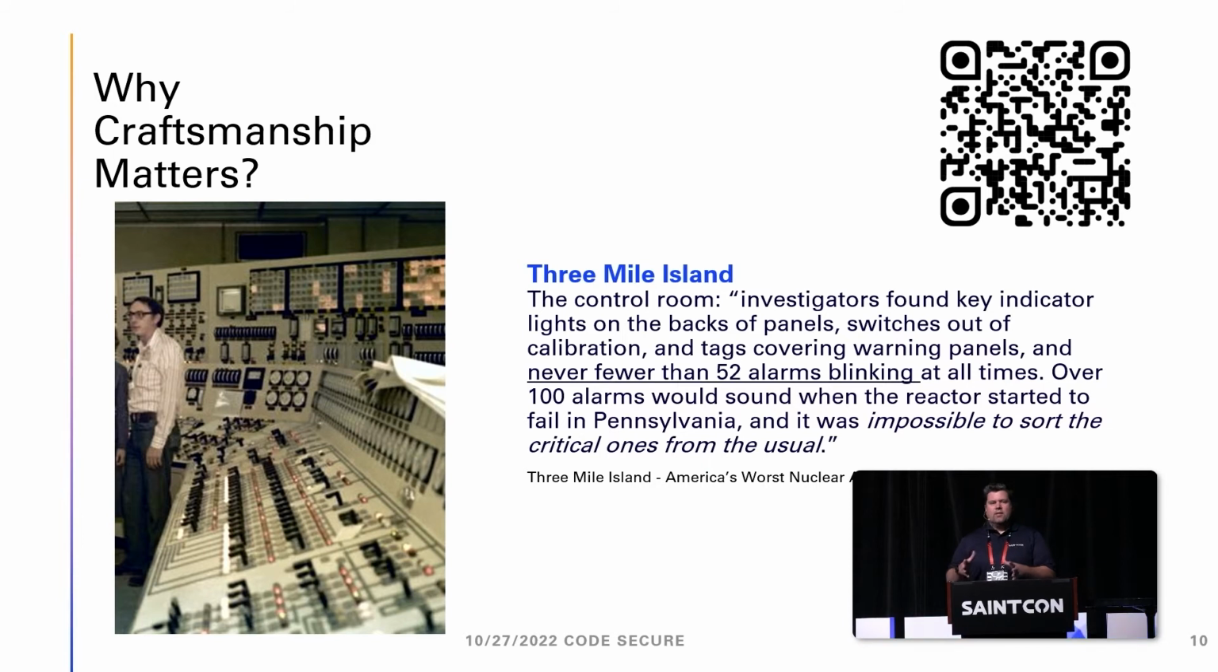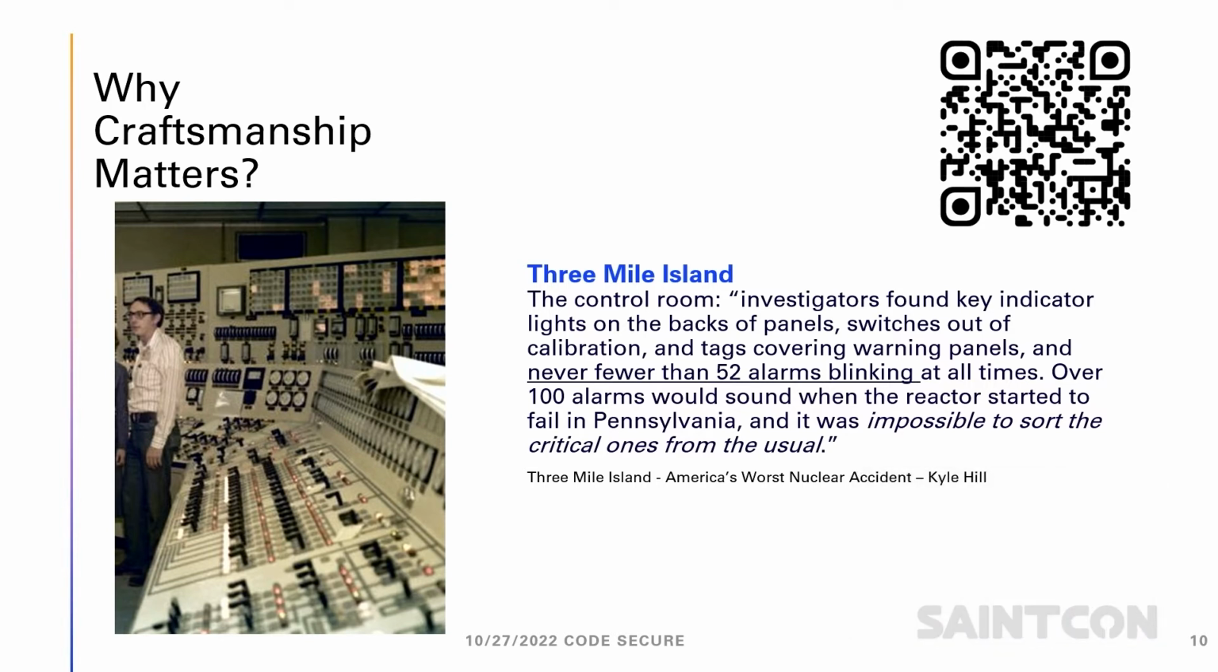And to illustrate this, we'll step aside from code exactly, and talk about a circumstance in Pennsylvania, Three Mile Island. Some of us might be familiar with this. This quote is taken from a documentary by Kyle Hill. Basically, in the control room at Three Mile Island, investigators found key indicator lights on the backs of panels, switches out of calibration, tags covering warning panels, and never fewer than 52 alarms blinking at all times. Over 100 alarms would sound when the reactor started to fail, and it was impossible to sort the critical ones from the usual.